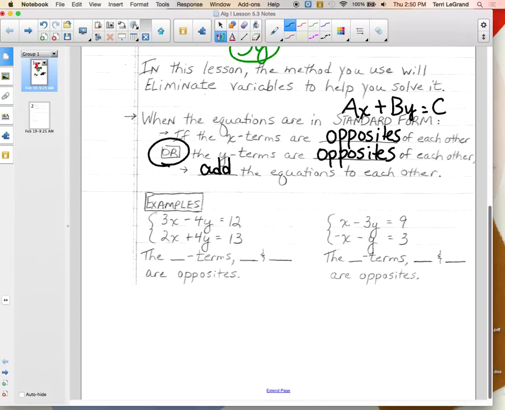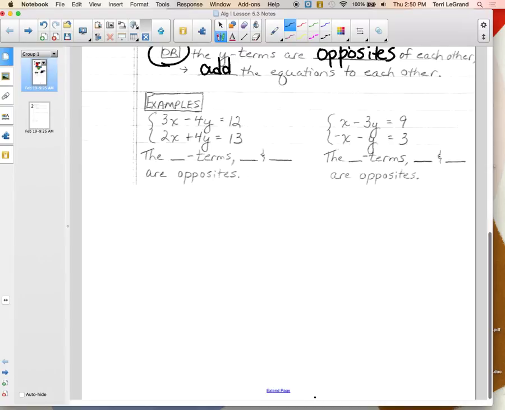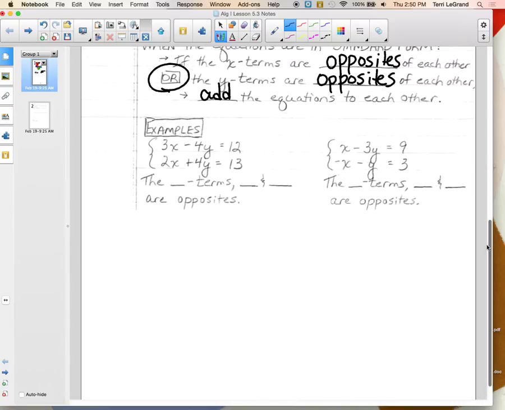So we're not going to do any solving here. We're just going to look at what we should look for when we look at equations in a system of equations. First of all, 3x minus 4y equals 12. Is that in standard form? Yeah. It's really 3x plus negative 4y equals 12. And 2x plus 4y equals 13. That's standard form?